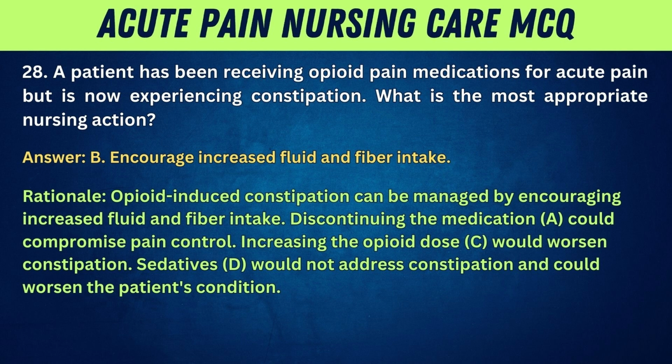Rationale. Opioid-induced constipation can be managed by encouraging increased fluid and fiber intake. Discontinuing the medication, A, could compromise pain control. Increasing the opioid dose, C, would worsen constipation. Sedatives, D, would not address constipation and could worsen the patient's condition.